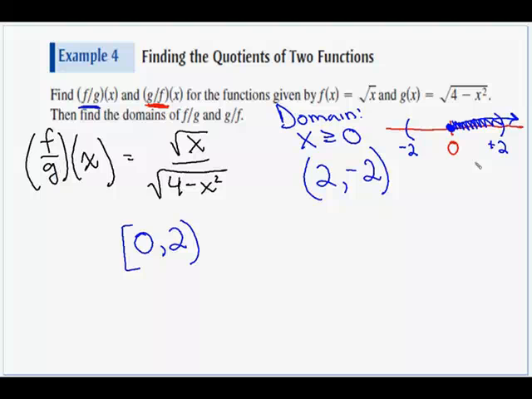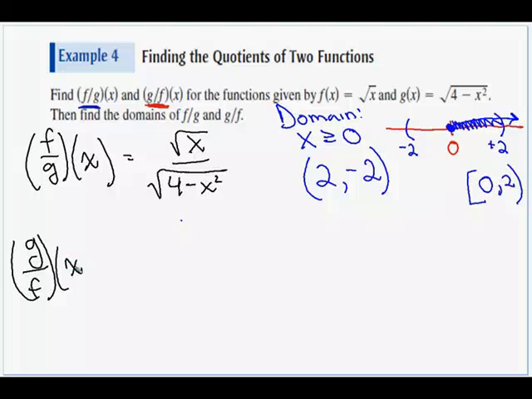So that's f divided by g of x. Let me just write that over here. Maybe I can do the next part without erasing it. Now we're going to flip it over: g divided by f of x. I'm just going to turn this upside down. The square root of 4 minus x squared divided by the square root of x.